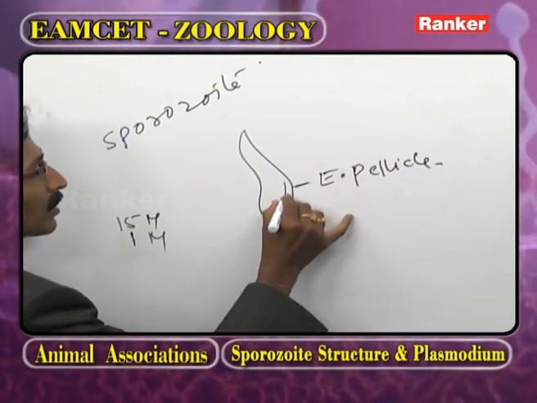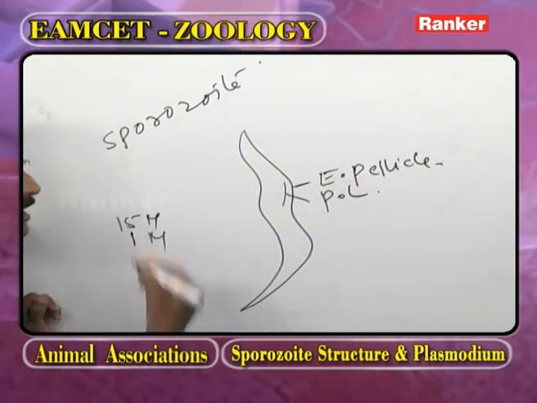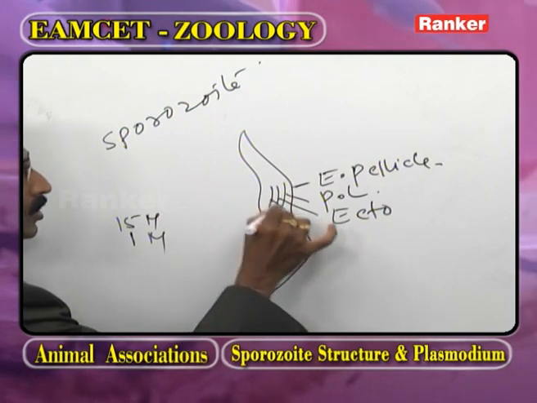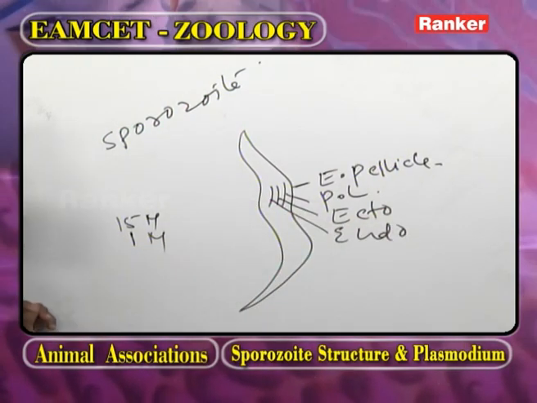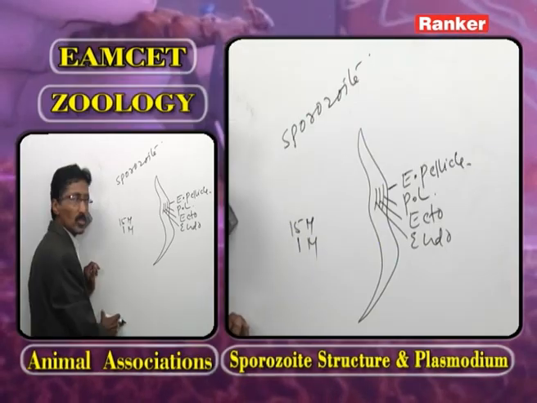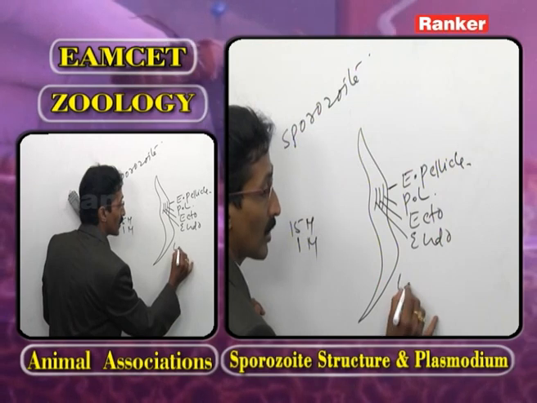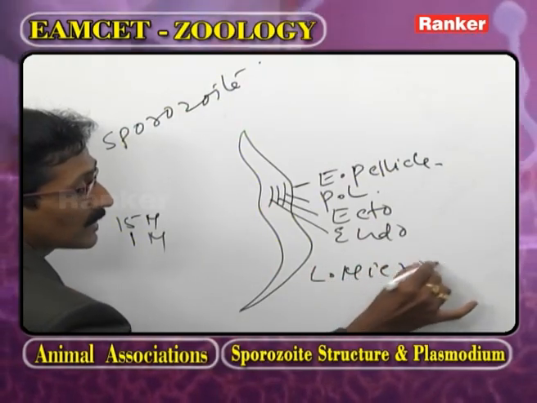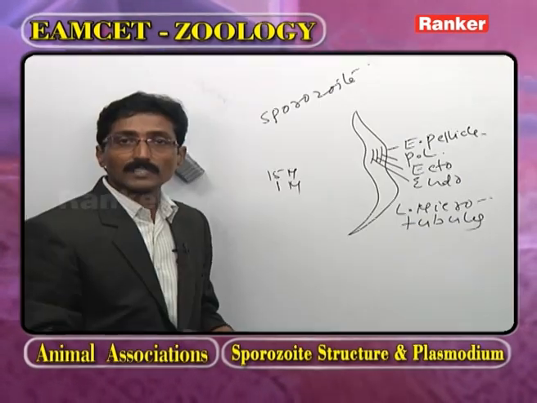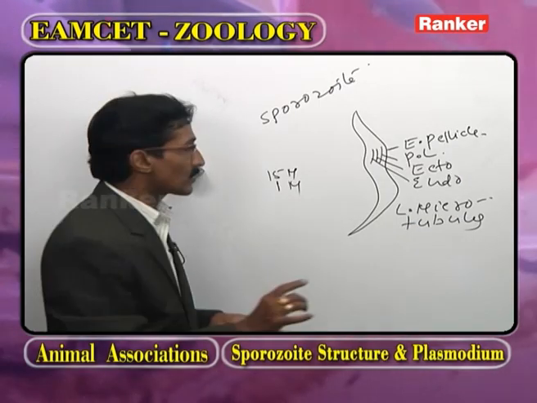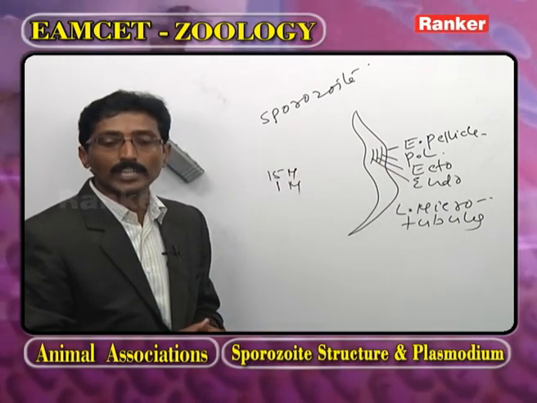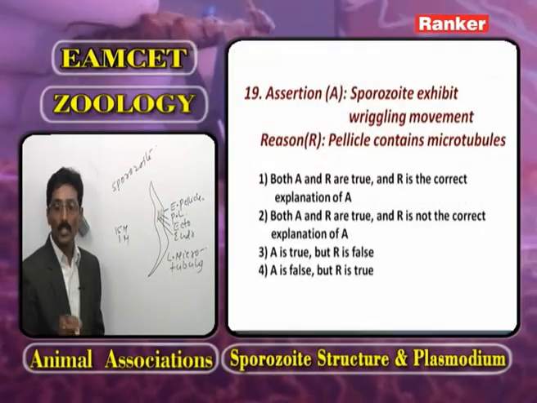Now below the pellicle, what is present? Plasmalemma. Below the plasmalemma, what is present? Ectoplasm. Below the ectoplasm, what is present? Endoplasm. Now as we observe the body wall of the sporozoite, what are present? The longitudinal microtubules. Because of the longitudinal microtubules, the sporozoite performs what type of movement? The wriggling movement.